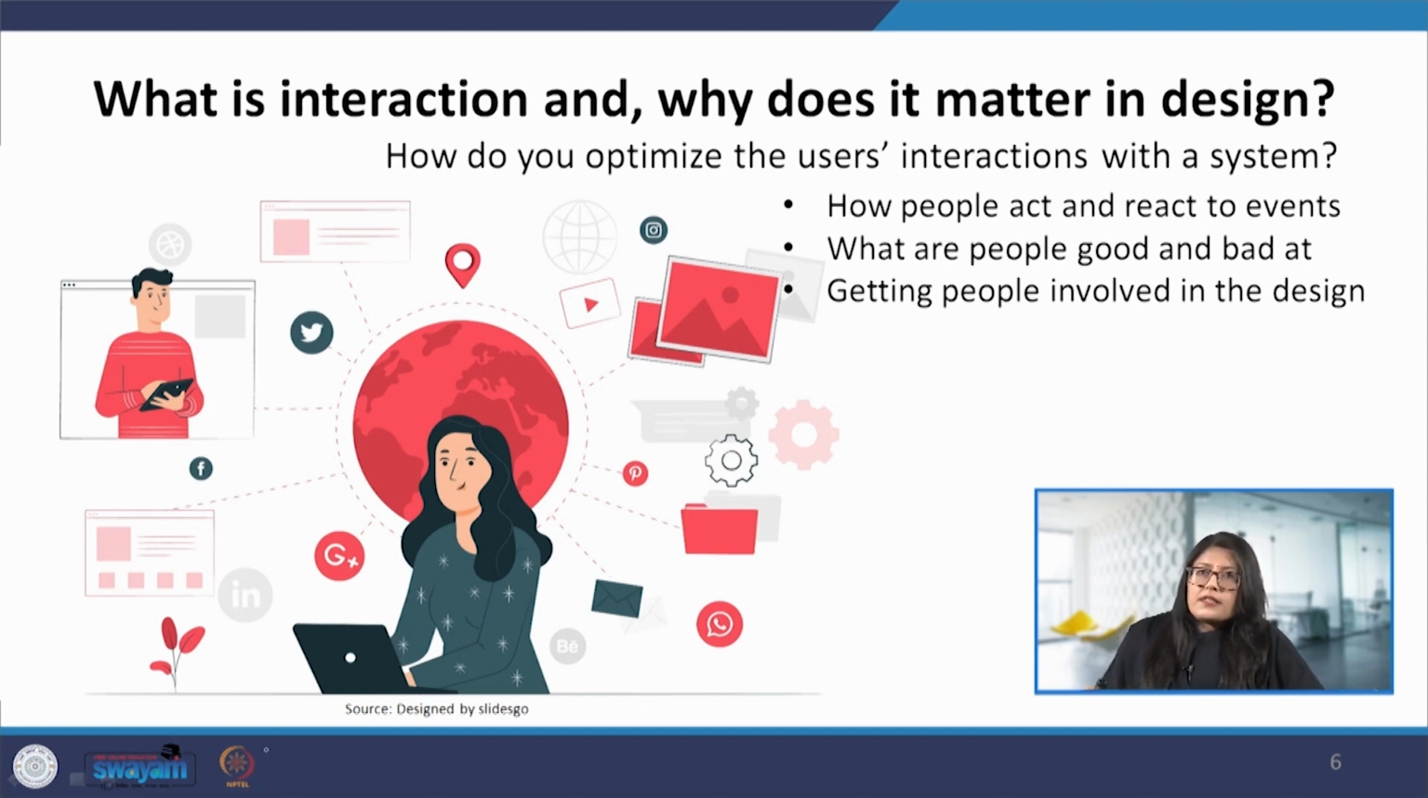And finally is getting people involved in the design. Of course, without people, without their input, this whole exercise would be incomplete. So, we need to involve them from the initial stage so that we are able to identify the problems and come up with possible solutions.